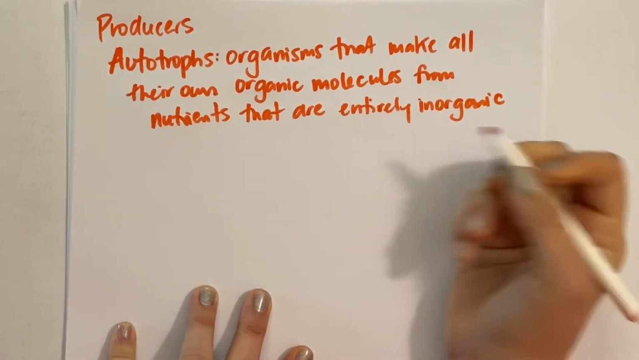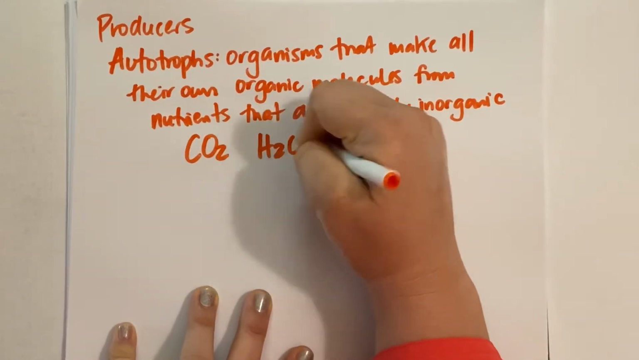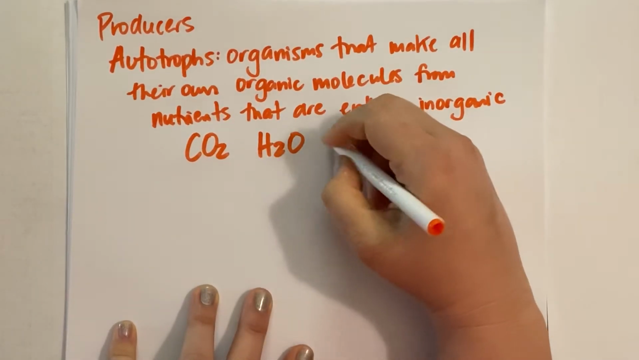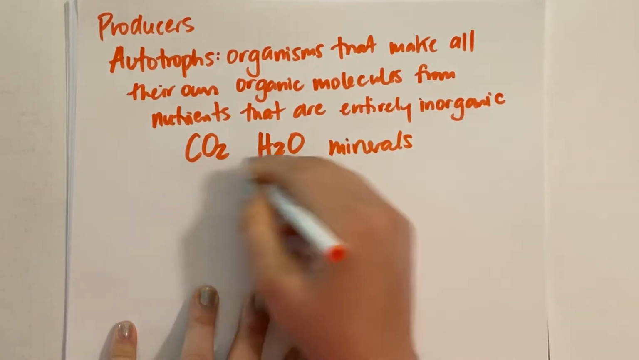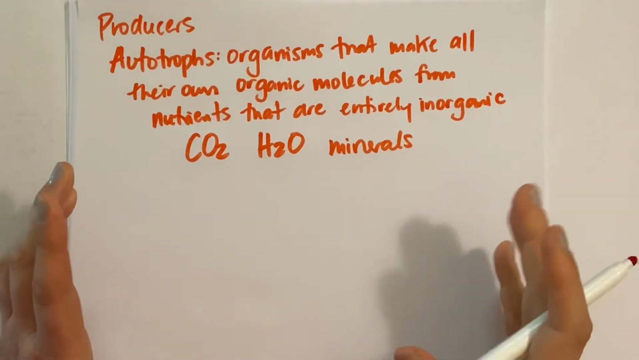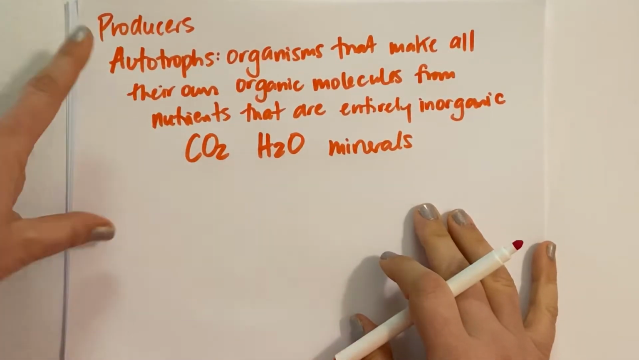When we're talking about this, they're taking CO2, they're taking H2O. These are inorganic. They are not living things. They're also going to take nutrients and minerals. They can then combine those to make organic molecules, like cellulose, starch, glucose, those types of things. That is what an autotroph is.